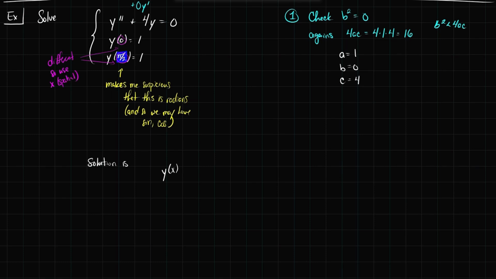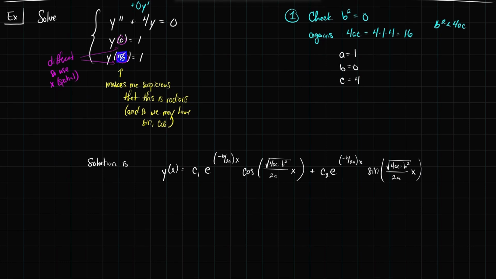So my solution will be y of x, c1 e to the negative b over 2a x cosine root 4ac minus b squared all over 2a x plus c2 e to the negative b over 2a x sine root 4ac minus b squared over 2a x. And then let's actually plug in a, b, c. Since b is 0, that's a 0, that's a 0, that's a 0, that's a 0. And so my exponentials are e to the 0 power. The exponentials both turn into 1, and I can forget about them.